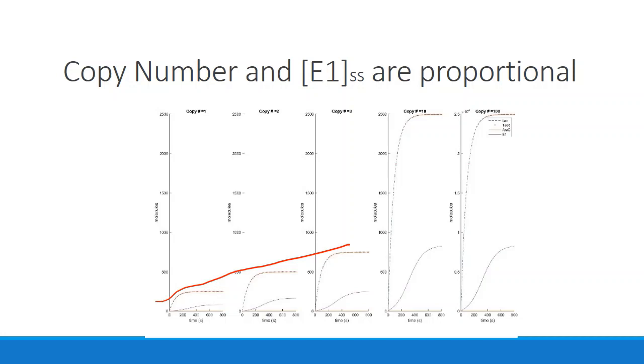You'll see in the line I've drawn from copy numbers 1, 2, and 3. And then if we look at 10 and 100, the next two charts, they have the exact same shape, just a different order of magnitude on the scale.